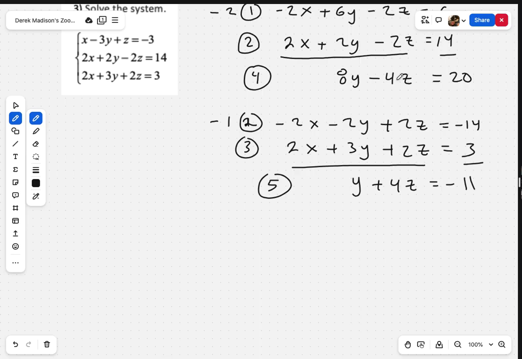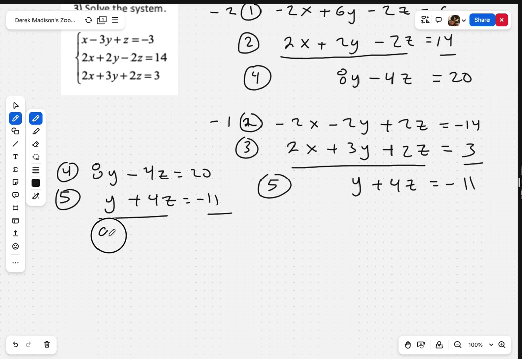For 4 and 5, the z's are already set up, minus 4 and plus 4. So I'll just sneak over here with it and go 8y minus 4z equals 20. And for equation 5, we got y plus 4z equals negative 11. And that's going to be 9y. Those cancel, and then 20 minus 11 would be 9. And so it looks like y equals 1. So that would be my first answer. I can go back to either equation 4 or 5 to get my next solution.